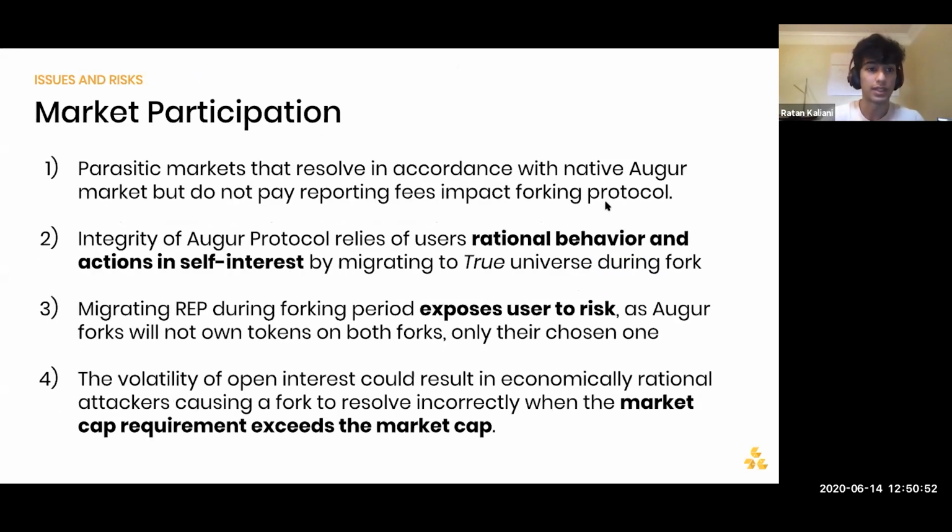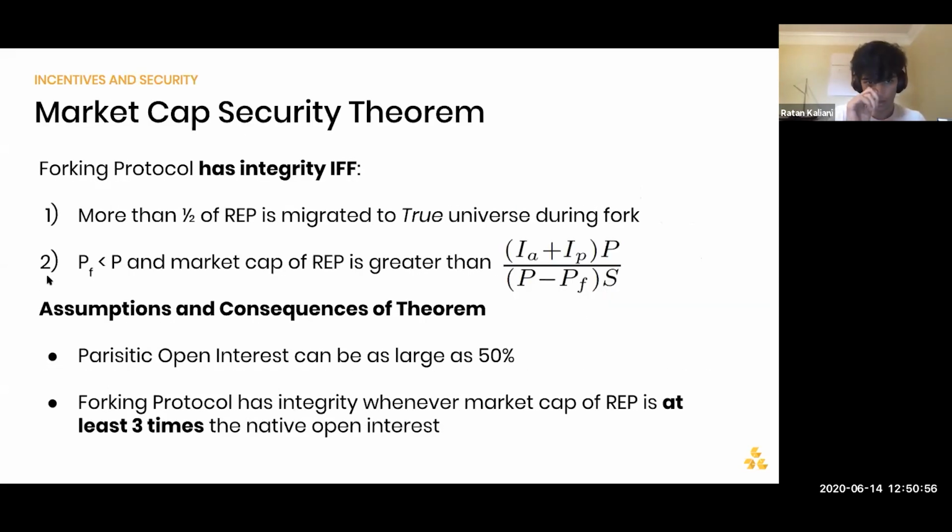So when we take a look at the parasitic interest of the forking protocol, it really comes from how the market cap is set up. And so what we see is that this is where we see the answer to, actually I'll touch on that later.